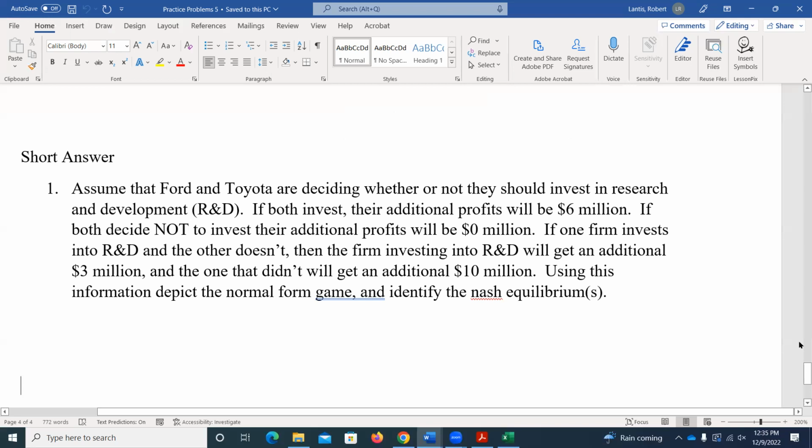Remember, we're basing this off of payoffs here. 0 is not good, right? 0 is less than 3 million, so they would choose to invest. We would then do the exact same thing. Let's say that Toyota decided not to invest. What should Ford do?